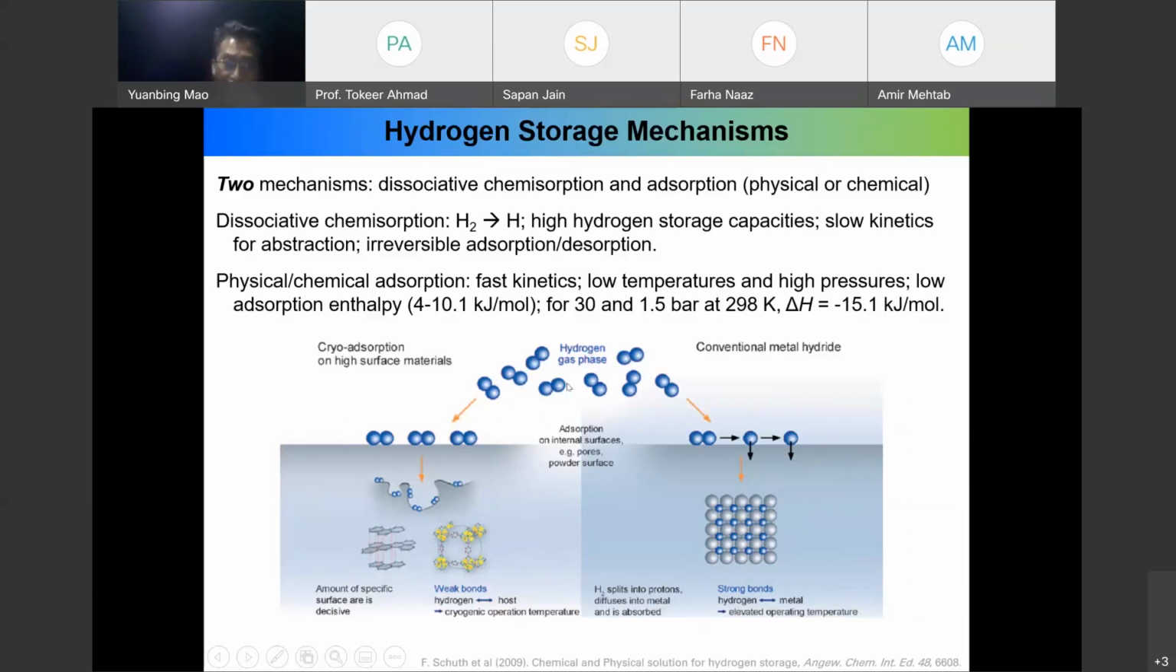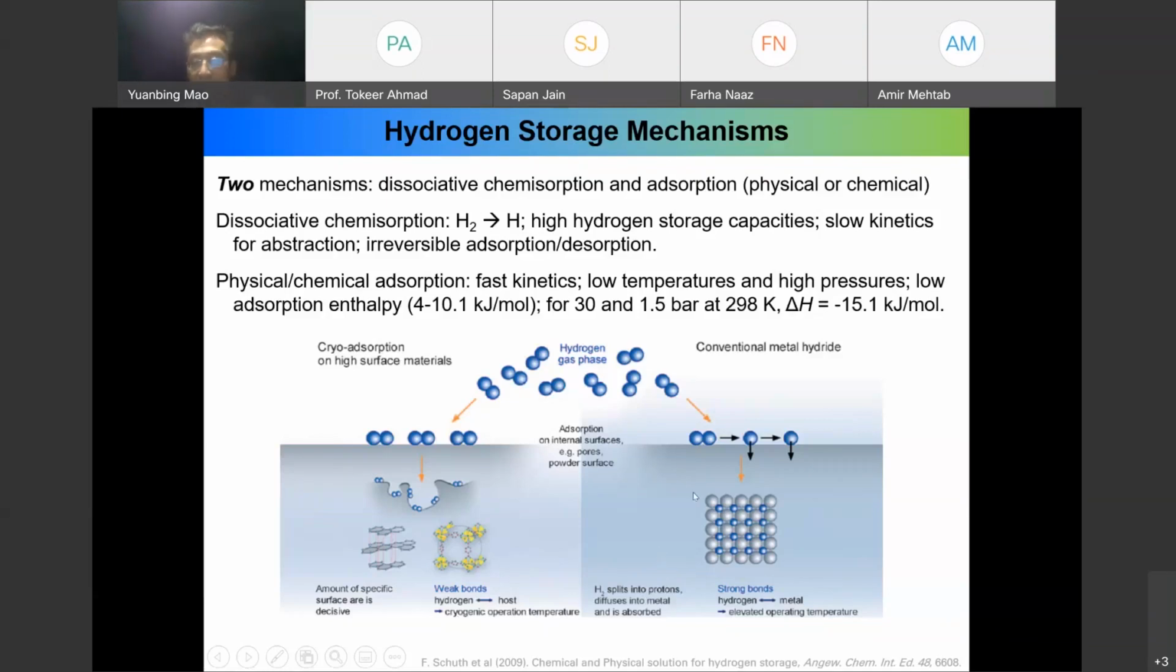So especially, if we really want to look into these two mechanisms, you can see that this side is more related to the physical adsorption process. So you have materials with high surface area, with a lot of pores, and we will be able to physically adsorb hydrogen on the surface. In general, the bonding between the hydrogen and the adsorbents is weak. That's also what leads to the cryogenic operation temperature.